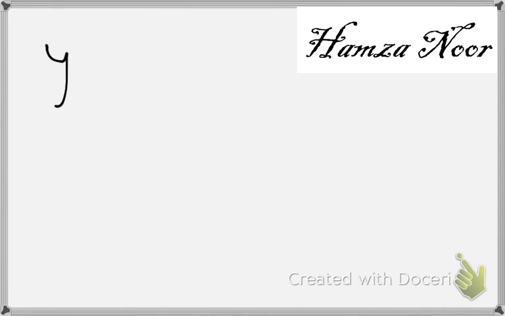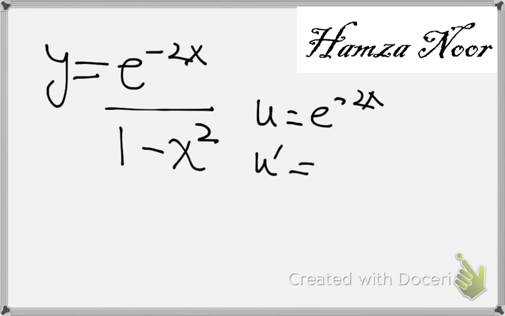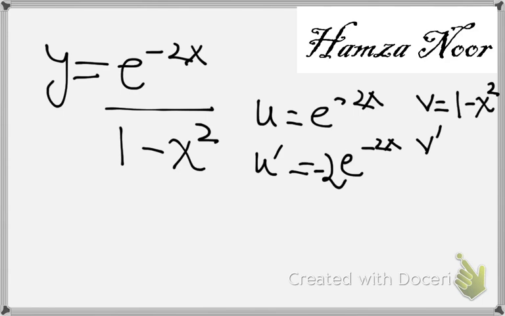The equation is y is equal to e to the power minus 2x over 1 minus x squared. Here you need to apply the quotient rule. u is equal to e to the power minus 2x, so u dash will be equal to, you write the same thing here, and then you multiply with a constant term minus 2. Okay, and v is equal to 1 minus x squared, and v dash will be equal to minus 2x.